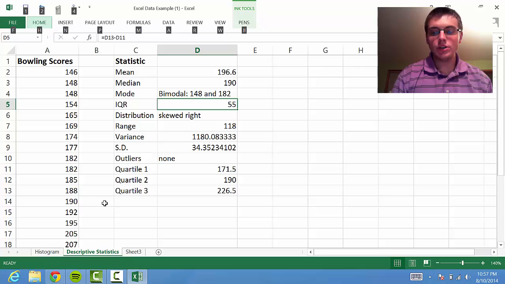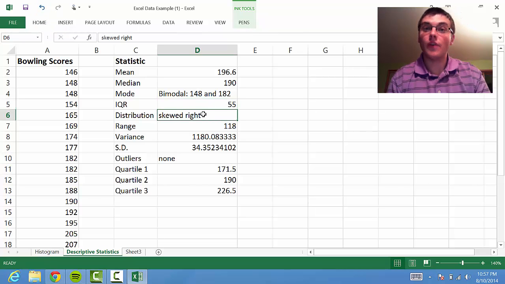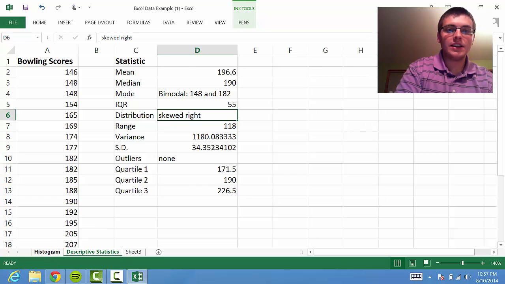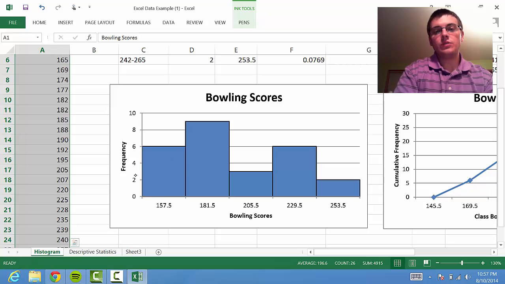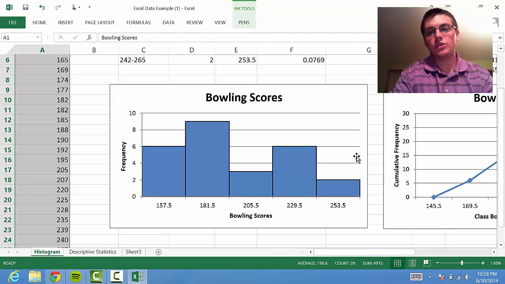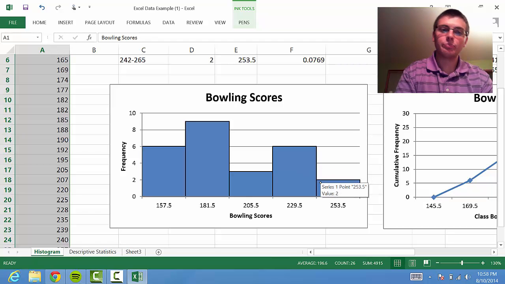So we're going to skip that one for now. The distribution, that's just a characteristic. It's skewed right. And I got actually this from the histogram. So if we go back to the histogram, which we did in a different video, we can look at the distribution of the data. And the distribution of the data is skewed right. It peaks more on the left side, and then we're stretching out the data. Or the data has smaller bars on the right. It has more extreme values on the right side.